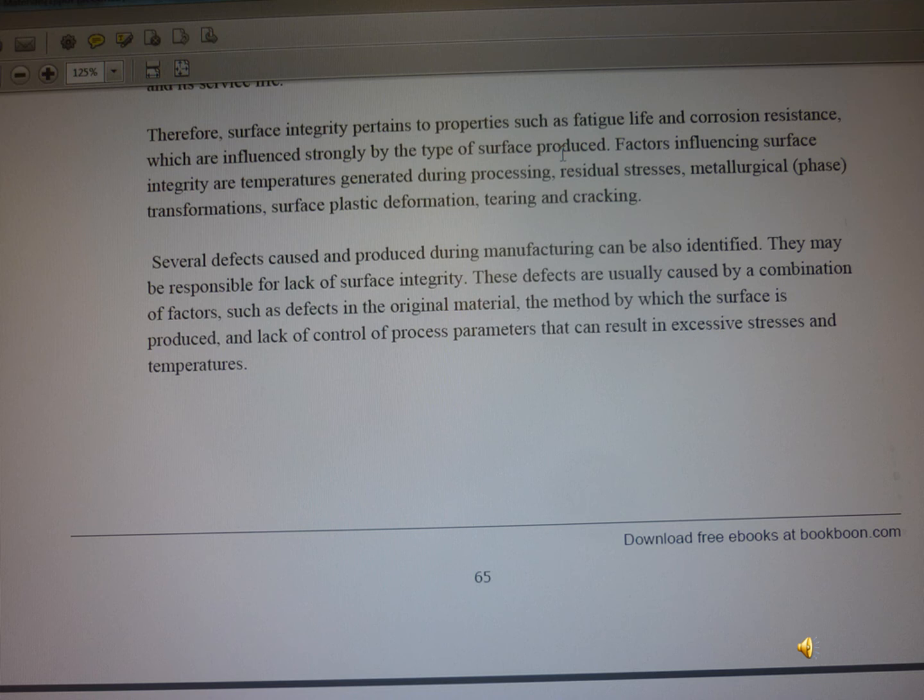These defects are usually caused by a combination of factors, such as defects in the original material, the method by which the surface is produced, and the lack of control of process parameters that can result in excessive stress and temperatures.